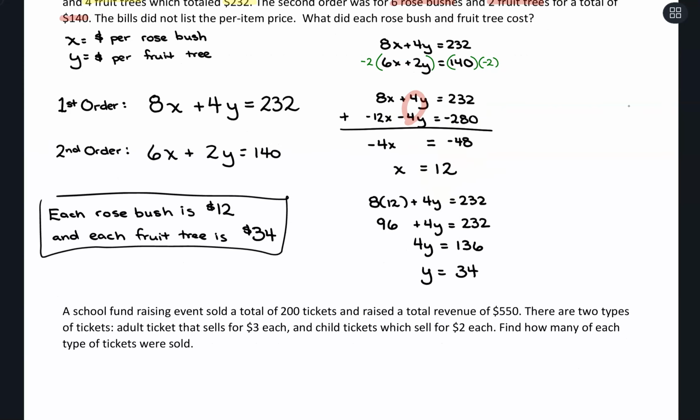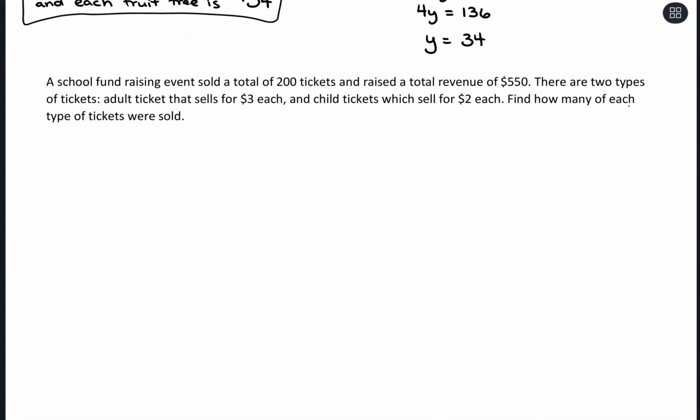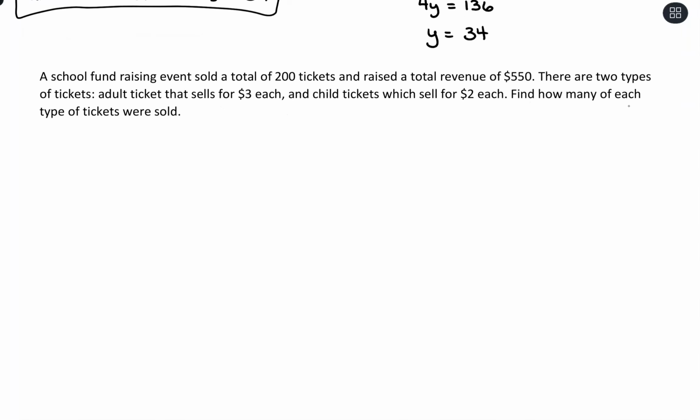All right, let's look at some more cases. So we have a school fundraiser that sold a total of 200 tickets and raised a total revenue of $550. There are two types of tickets. We have adult tickets that sell for $3 each, and child tickets that sell for $2 each. Find how many of each type of ticket were sold.